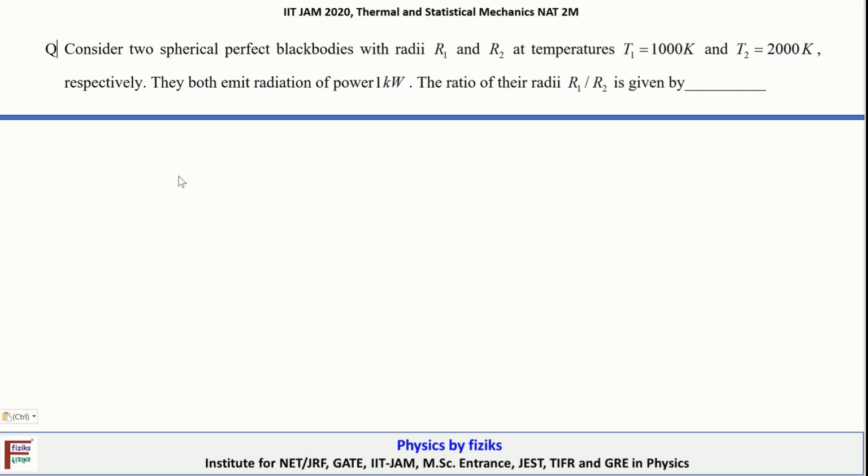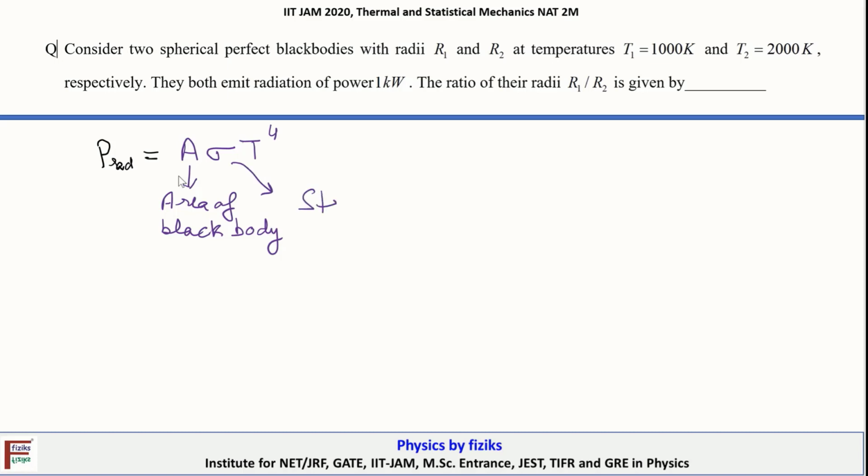Now if we recall the result, the power radiated by a black body, if we call this P radiated, is equal to A sigma T power 4, where A is the area of the black body, sigma is the Stefan constant, and T is the temperature of the body.